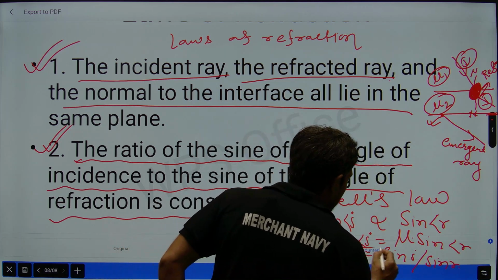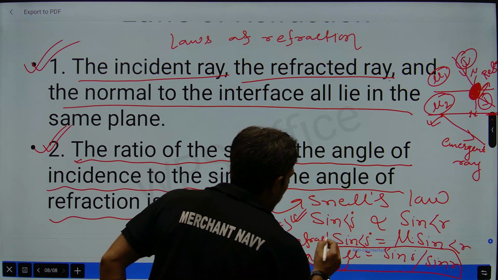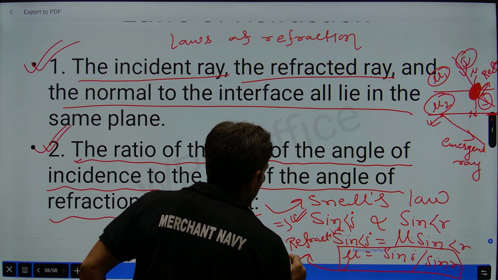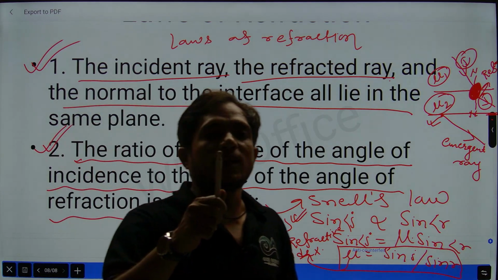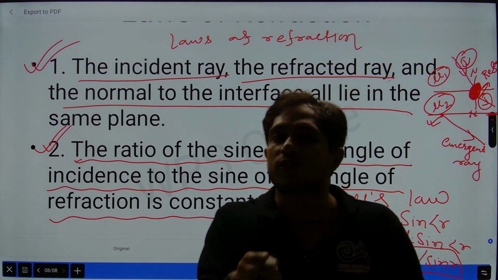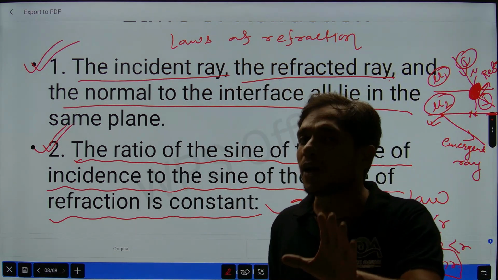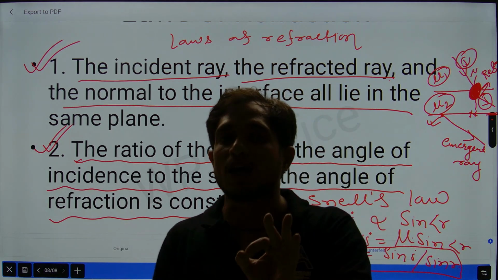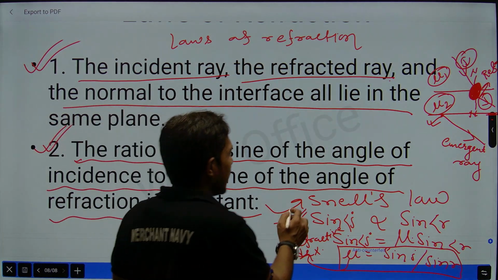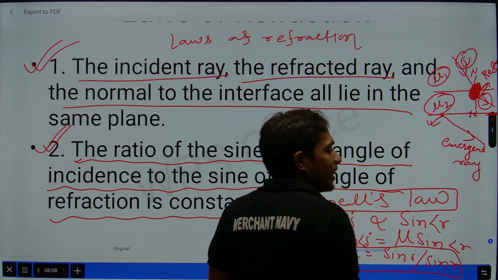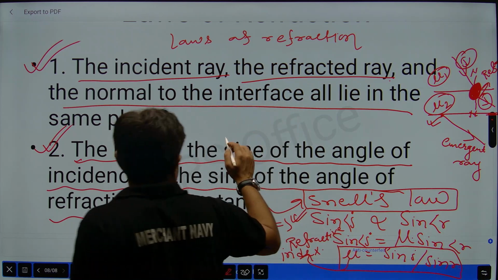Mu is known as the refractive index of a material or medium. So what is refractive index? Refractive index is the ratio of the sine of the angle of incidence to the sine of the angle of refraction. It comes from Snell's law, or we can also say it comes from the laws of refraction. So there are two laws, as we have read here.